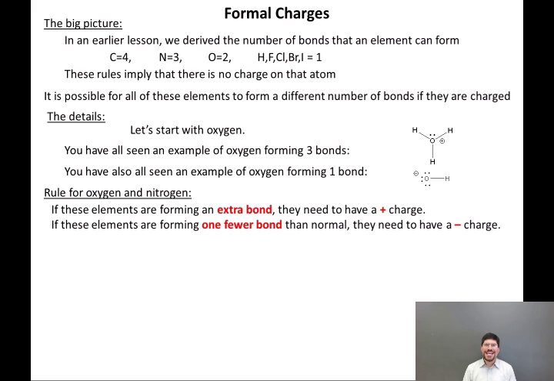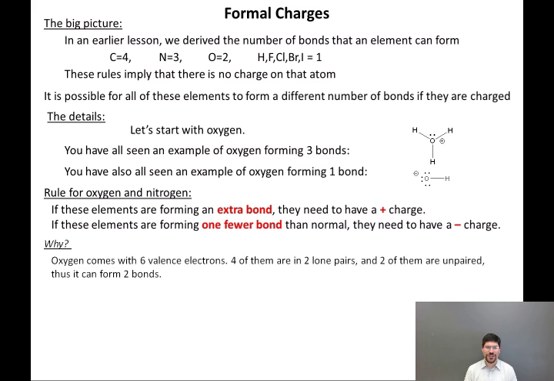Okay, so we can get some rules that work for oxygen, and as it turns out, they also work for nitrogen. If these elements are forming an extra bond, such as H3O+, oxygen forming 3 bonds, they need to have a positive charge. And if these elements are forming 1 fewer bond than normal, like OH minus, oxygen forming 1 bond instead of 2, they need to have a negative charge. Okay, so let's drill down a little deeper and examine why this is the case.